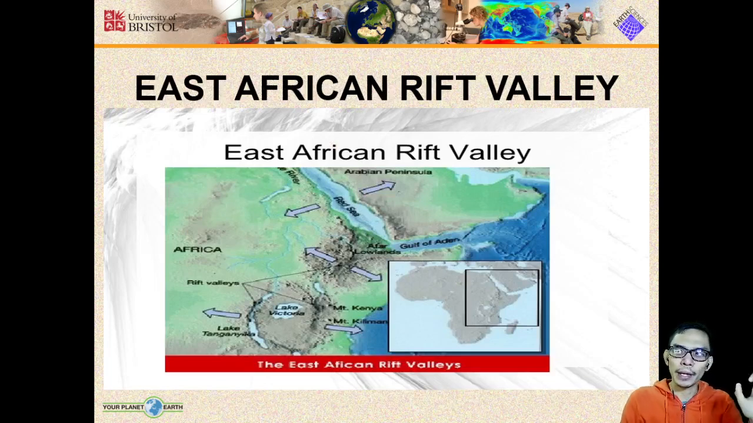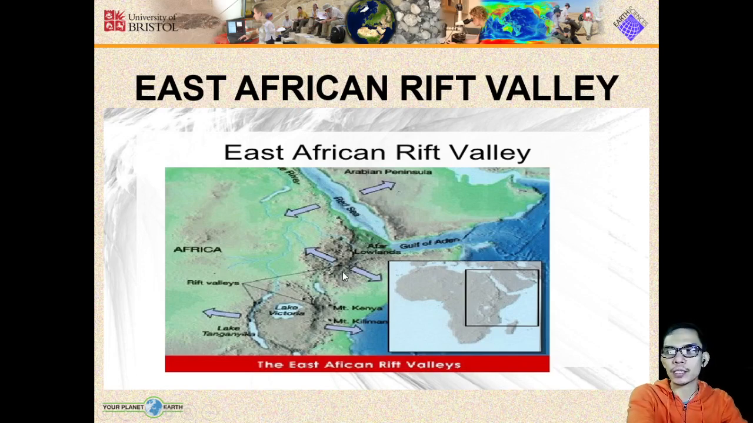All right, so not all divergent plate boundaries are seen underwater. There are some divergent plate boundaries that are seen in continental plates. An example of that is the East African Rift Valley. This East African Rift Valley is continually splitting Africa. As the plates continue to move away from each other, new material is being dumped at this portion of the Rift Valley.